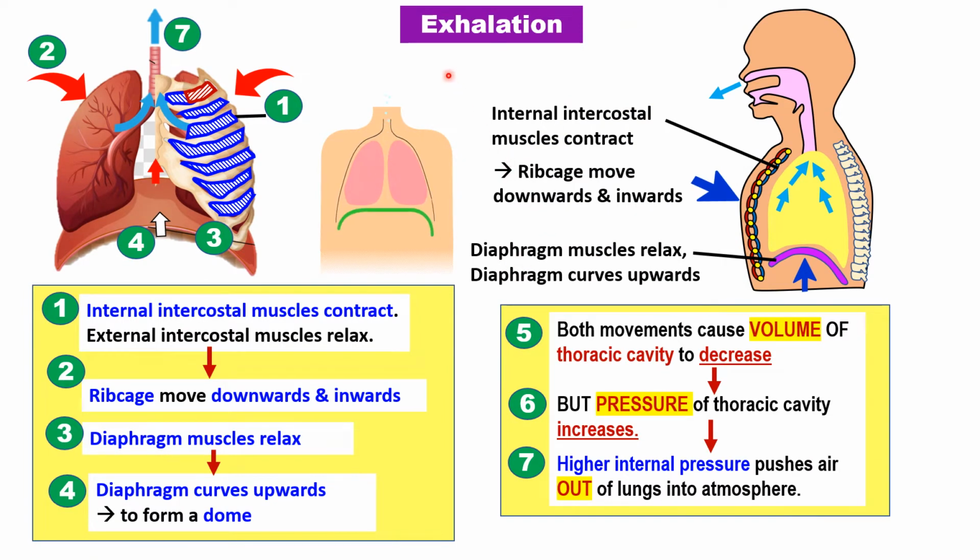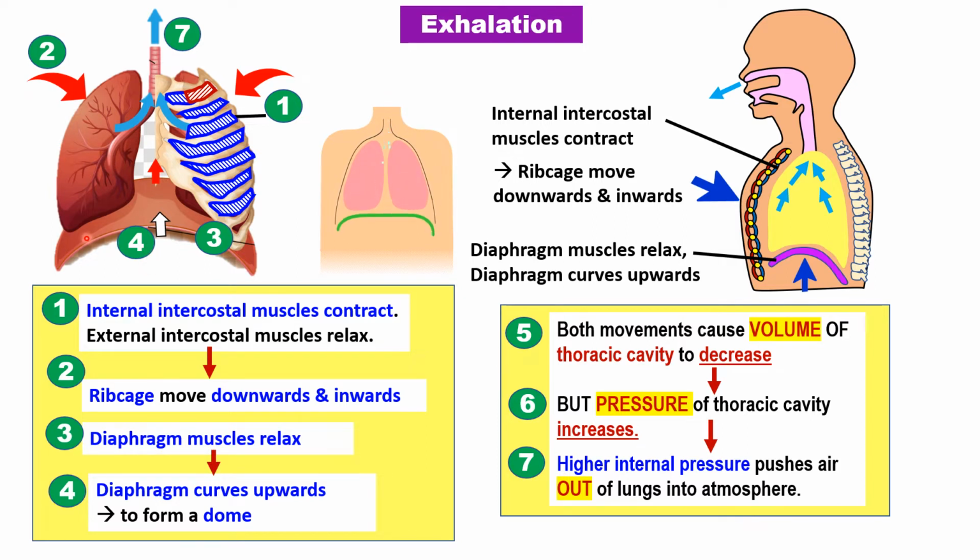Now, for the exhalation process, the reverse occurs. It's the reverse of inhalation. The internal intercostal muscles will contract, whereas the external intercostal muscles relax. So internal intercostal muscles are the blue sections here, and the external intercostal muscles are the red ones, which I've removed to show the internal intercostal muscles underneath, right? So the rib cage will then move downwards and inwards.